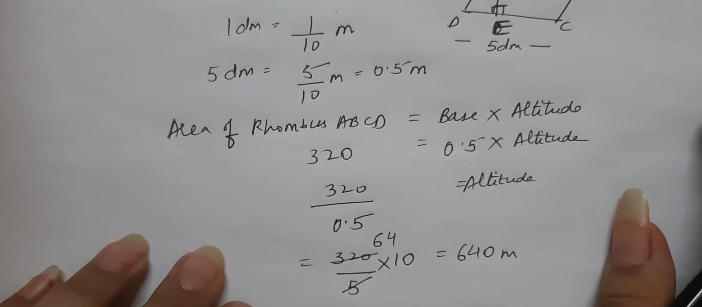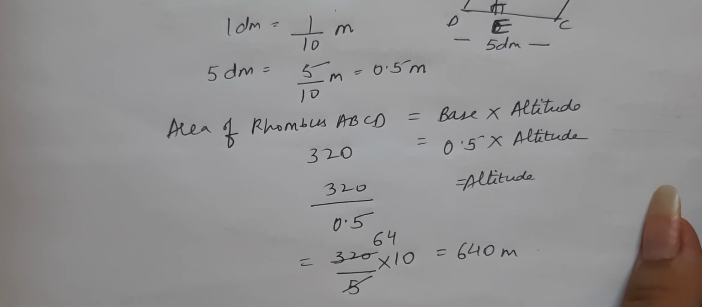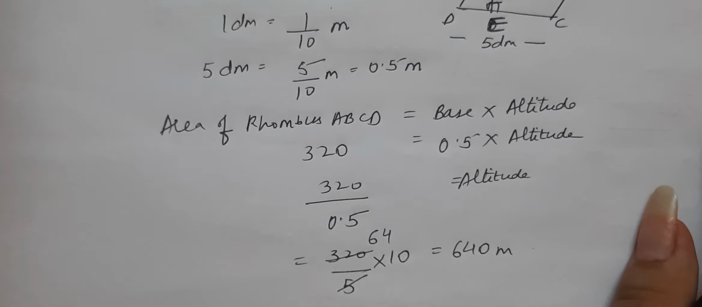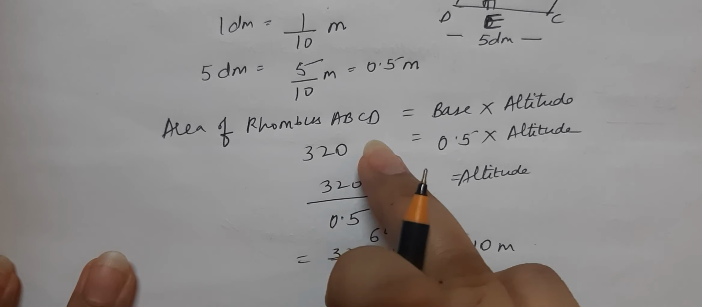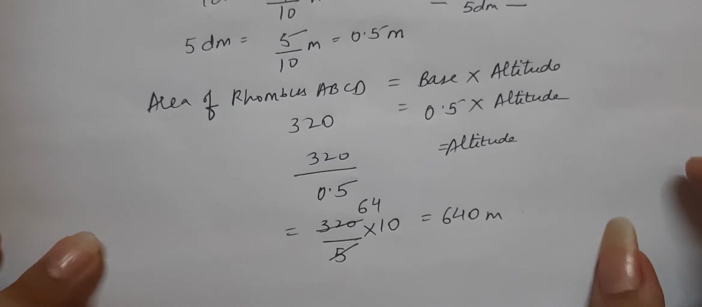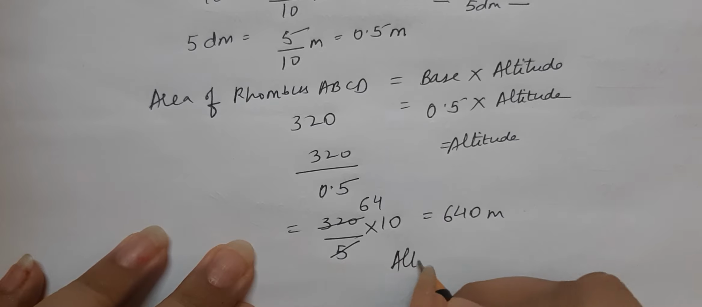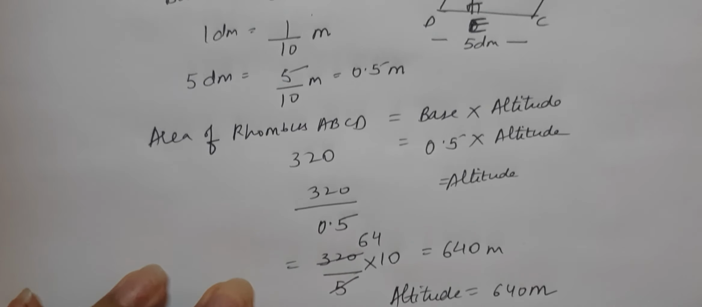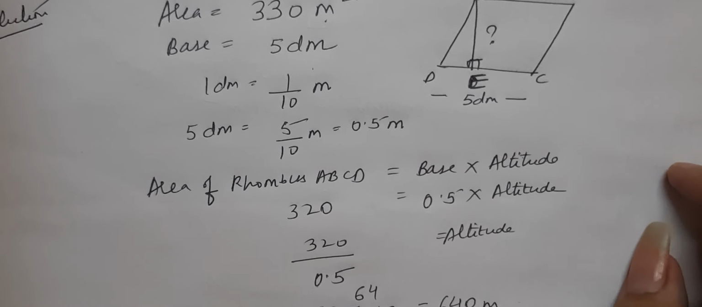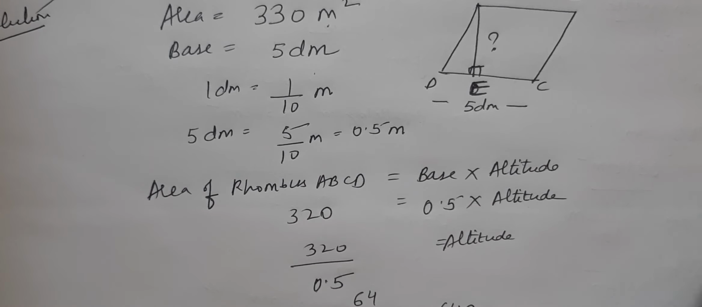So don't get confused that 640 is greater than 320. How can the side be greater than the area? The area is 320 meter square. This is 640 meter. So the altitude is 640 meter. I hope you are all able to understand these types of questions and able to do the worksheet properly. Thank you.